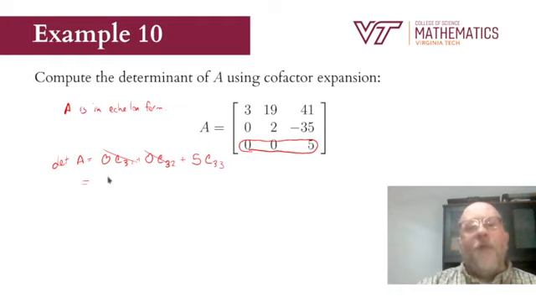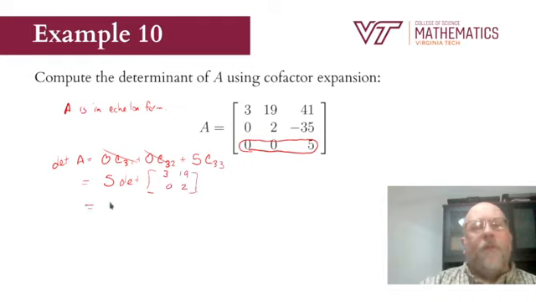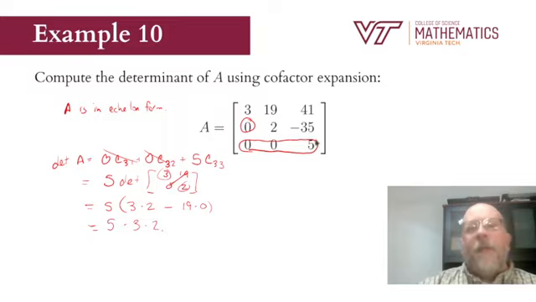But the cofactor in the 3, 3 position is the determinant of 3, 19, 0, 2, which is 3 times 2 minus 19 times 0, times 5. Well, because of this 0 here, which is also part of echelon form, this diagonal doesn't make any difference, and this diagonal does. So this is just 5 times 3 times 2.